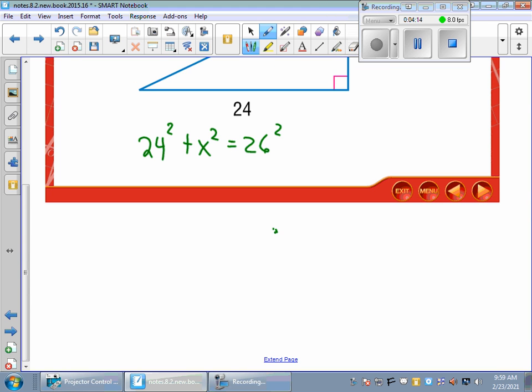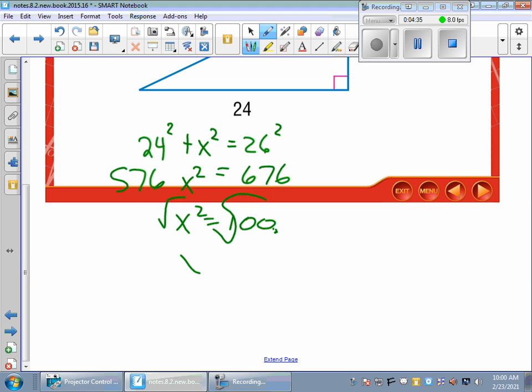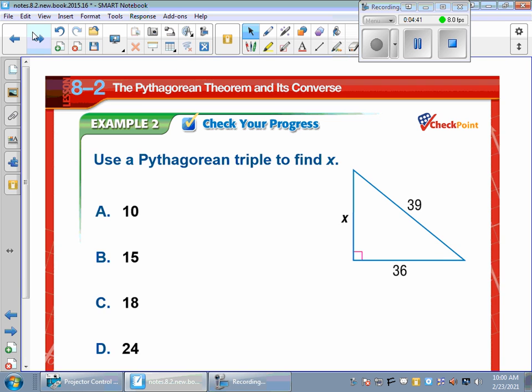And if they tell you that it's a Pythagorean triple, that just means that you're going to have a whole number. So 26 squared is 676. We still have the x squared. And the 24 squared is 576. So you subtract that over, x squared is 100, square root both sides, and x is 10. So yes, we found that it's 10. Yes, they're all whole numbers, so yes, it's a Pythagorean triple.